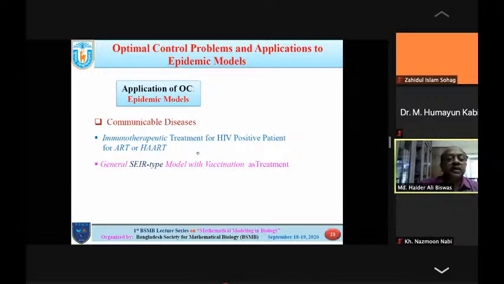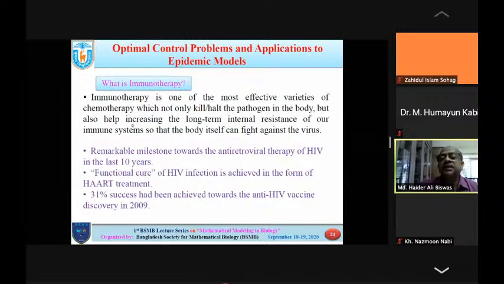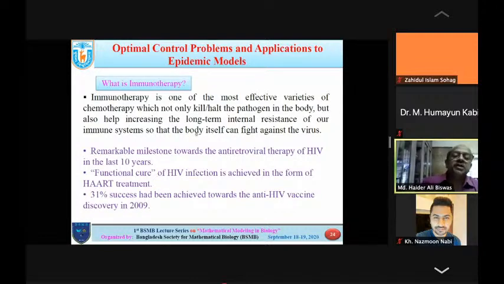And what is immunotherapy? Actually, immunotherapy is nothing but the most effective variety, one kind of variety of chemotherapy. But the significance of this immunotherapy is that it not only kills the pathogen in the body, but also helps increase the long-term internal resistance of our immune system so that the body itself can fight against the virus. So this is most important for the HIV patient, because we need to develop our immune system so that the virus can be controlled with our internal immune system.